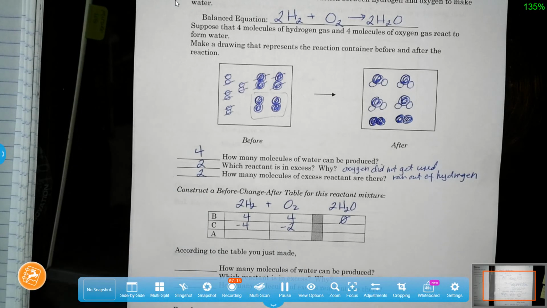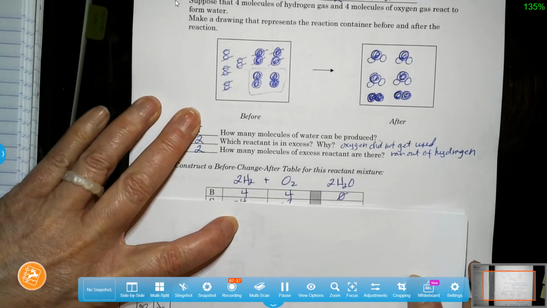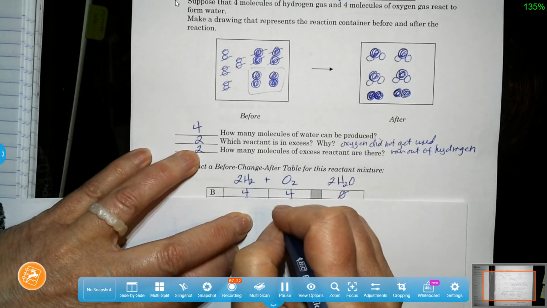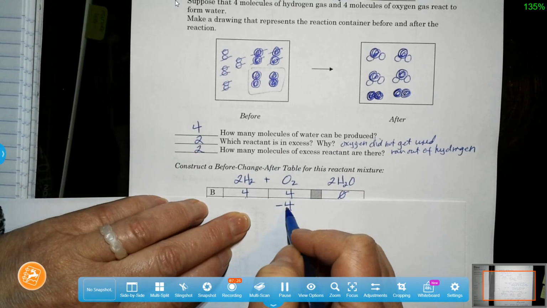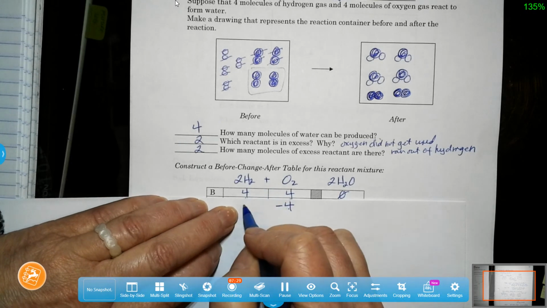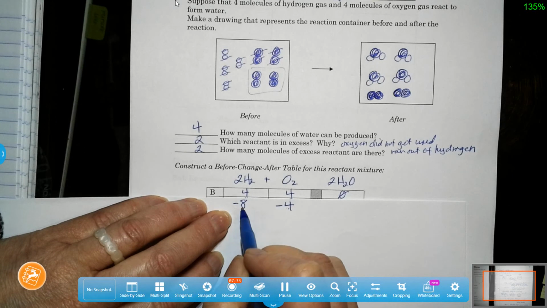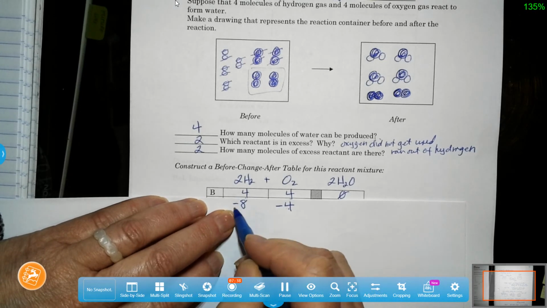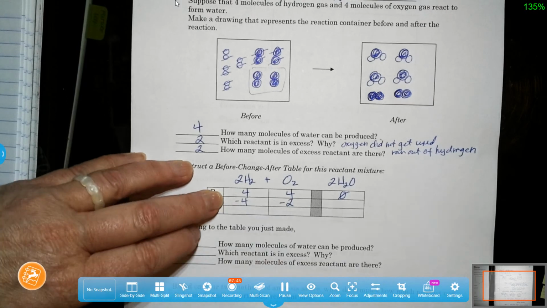I'm going to cover this up. Let's say you didn't draw the picture and you didn't know which one was the limiting reactant. Let's say you thought, okay, I'm going to choose this. If I used up all of my oxygen, then based on my ratios here, how much hydrogen should I have used up? And that would have been 8, right? And we can see that we can't use 8 because we only have 4 here. So this is not the right reactant that's going to be the limiting reactant. So then you choose the other one.